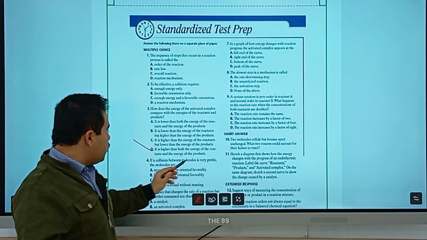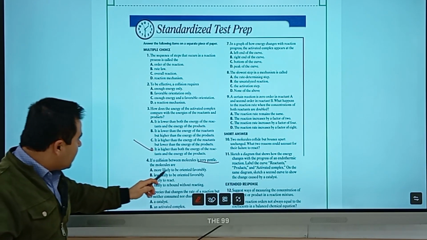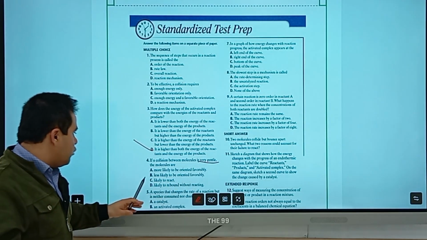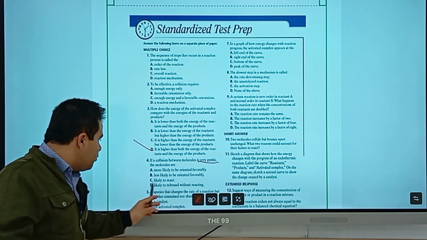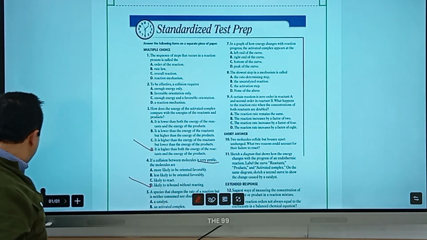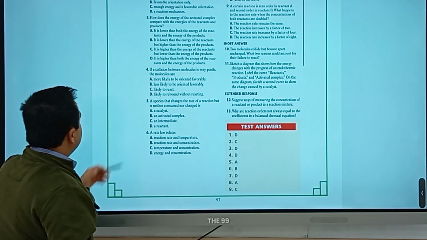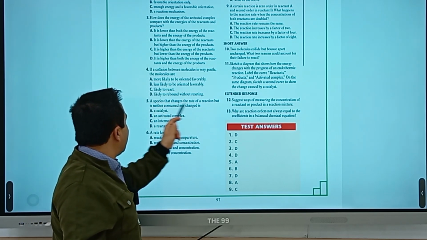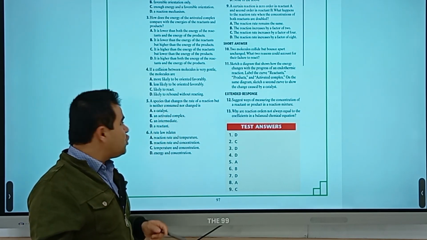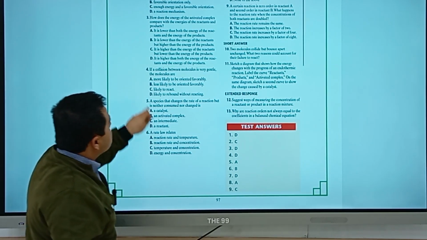If a collision between molecules is very gentle, meaning not having enough energy, the molecules are likely to be oriented favorably? It's not about orientation. They are less likely to react, likely to rebound without reacting. D is the correct answer. And then a species that changes the rate of reaction but is neither consumed nor changed is what? A catalyst, guys. A catalyst is that species.